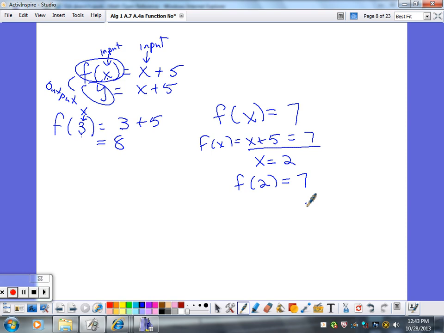So it's looking at what you're changing. This says the whole thing is going to be 7. Can we see the difference between this and this? What's the difference between those two things? Here I change the input, right? And here I'm changing the output.